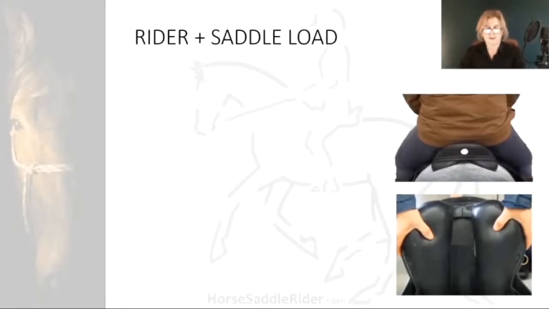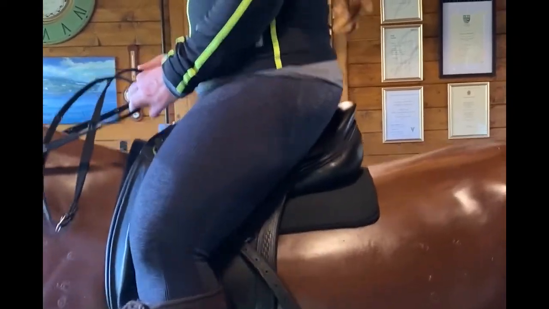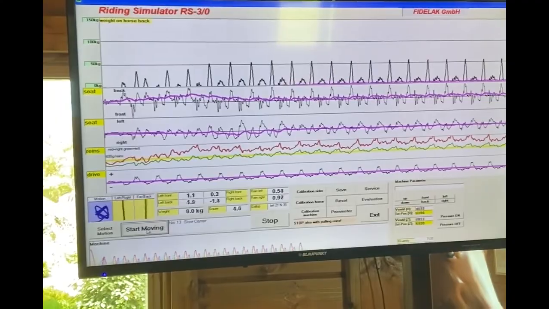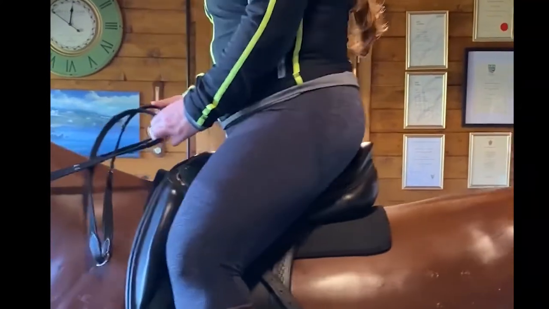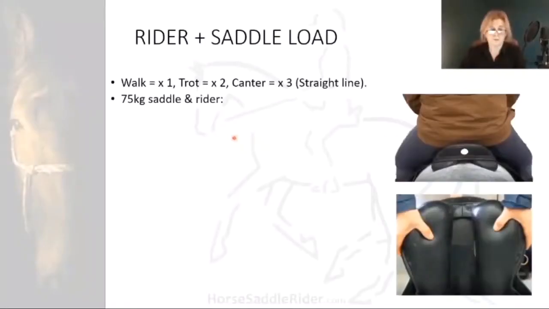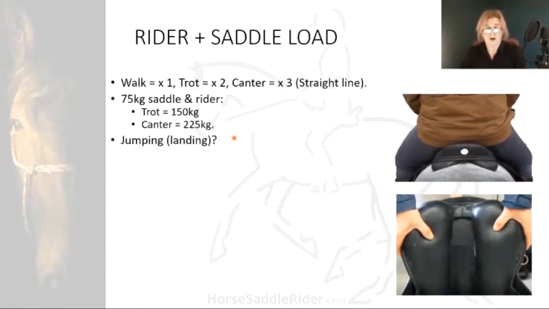So considering the rider and the saddle load, the weight of the rider, if we take walk as the baseline weight, so let's say this rider is 75 kilos, then when they start trotting, that could double as the load being exerted onto the horse. And canter in a straight line, not even looking at turns here, that could triple. So 225 kilos. And we haven't even jumped the horse and rider yet. So that's considerably more forces than just the weight of the rider on the horse statically.